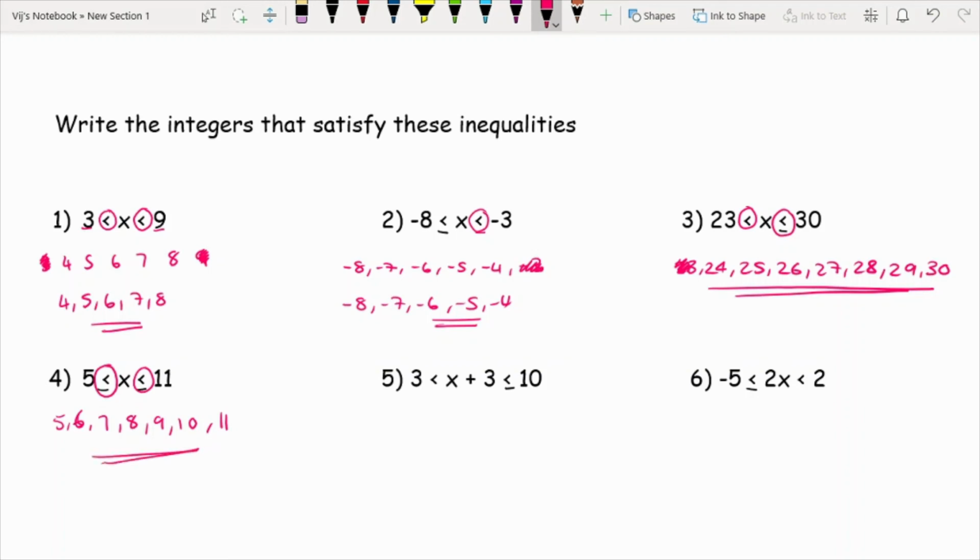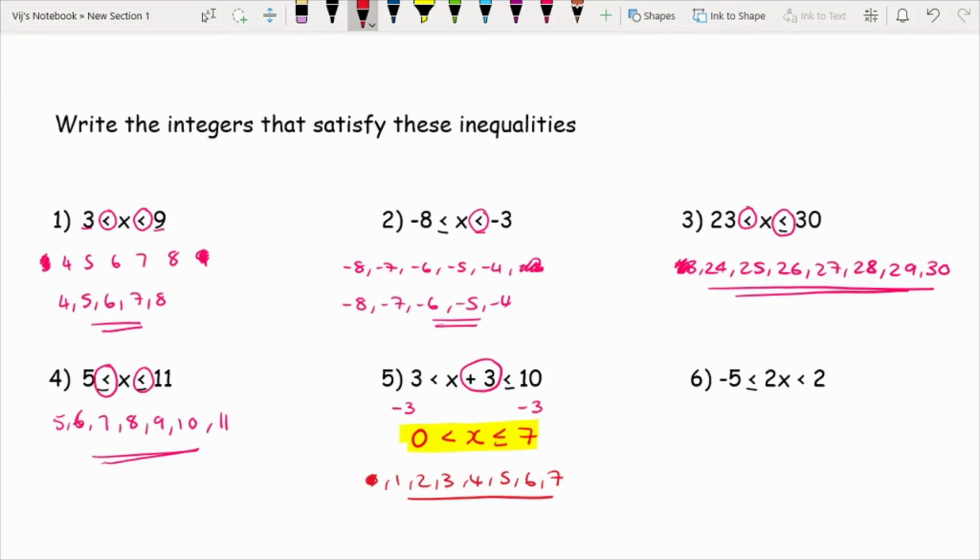Now when you come to questions like question 5, the key thing you need to remember here is that your x has to be by itself in the middle. So here what I need to do is get rid of this positive 3. How I get rid of positive 3 is by taking away 3 from both sides. So I end up with 3 take away 3 equals 0. X plus 3, well that just becomes x, and 10 take away 3 is 7. So what I now need to do is write down all the integers that satisfy that inequality, which in this case is going to be, if I write down all the numbers, 1, 2, 3, 4, 5, 6, 7. I'm going to lose the 0, so that is my final answer.